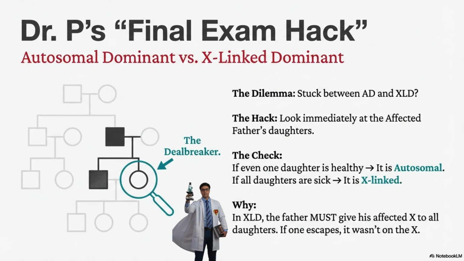If you are stuck between autosomal dominant and X-linked dominant, look at the affected father's daughters. If even one daughter is healthy, it is autosomal. If all daughters are sick, it is X-linked.